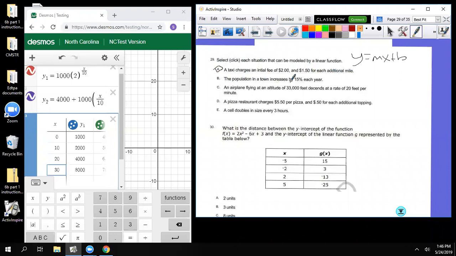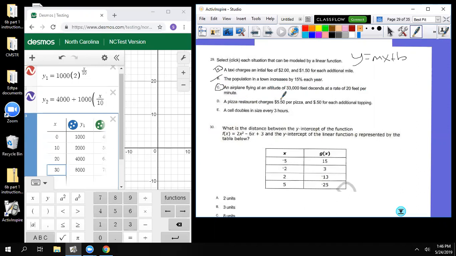For the second one, the population in town increases by 15% each year. Well, increasing by 15% each year is going to be exponential, so no. An airplane flying at an altitude of 33,000 feet descends at a rate of 20 feet per minute. Well, the descent at 20 feet per minute is 20x, and it started, negative 20x plus 33,000. So yes, that's going to be linear.